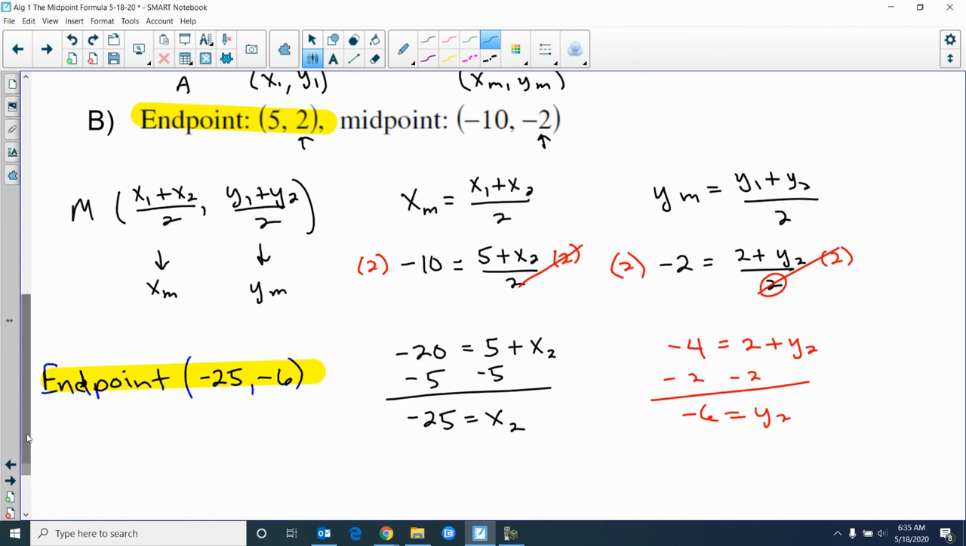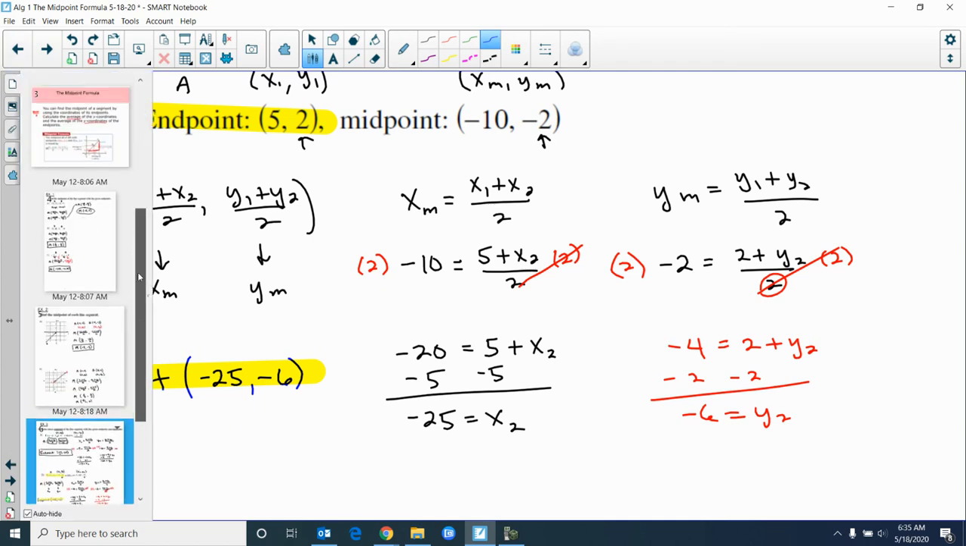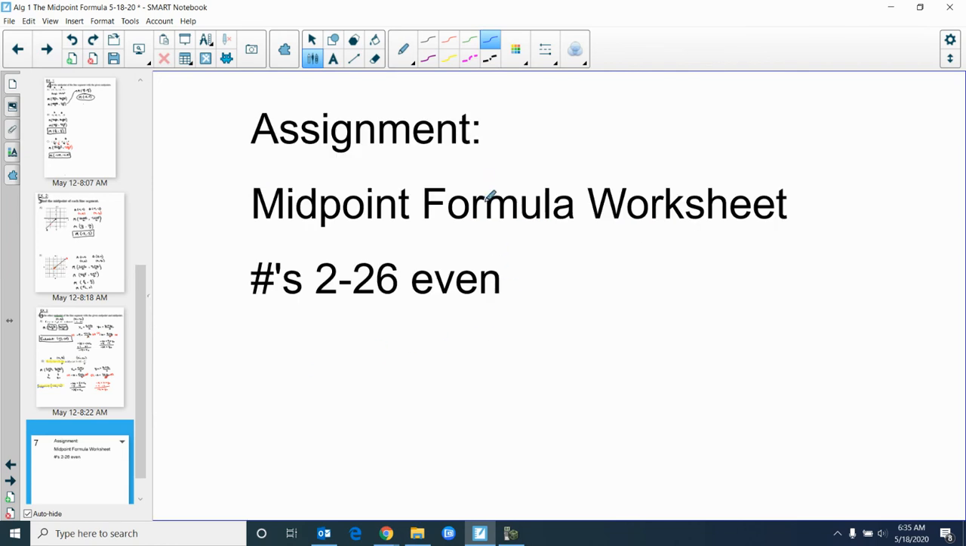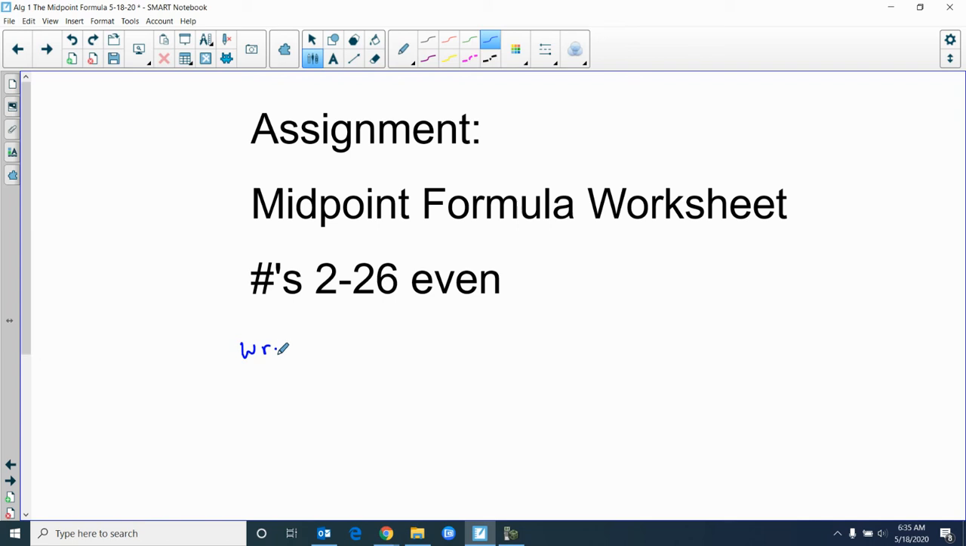Okay, this is midpoint. In some cases you're given the midpoint and you find one of the endpoints. In other cases, like in the initial one, you're given the 2 endpoints and you find the midpoint. You use the midpoint formula either way. On that module, you have your midpoint formula worksheet. We're going to do 2 through 26 even. Write the original points down and show your work.